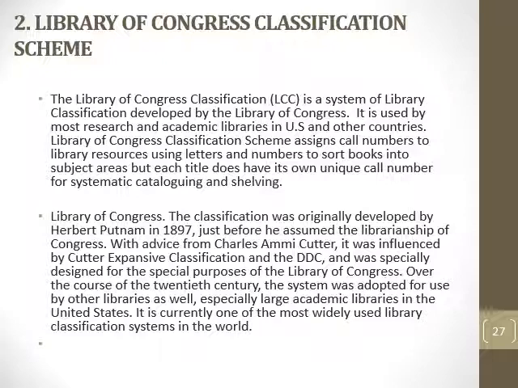Over the course of the 20th century, the system was adopted for use by other libraries as well, especially large academic libraries in the United States and in other parts of the world. Just like the Bayero University library, it is using the same LC classification scheme to organize all the resources in that library. It is currently one of the most widely used library classification schemes in the world.